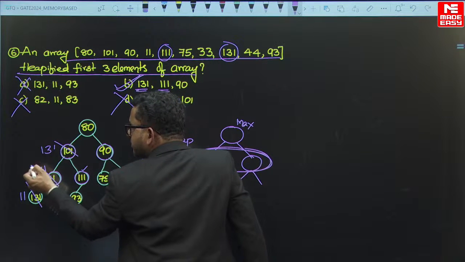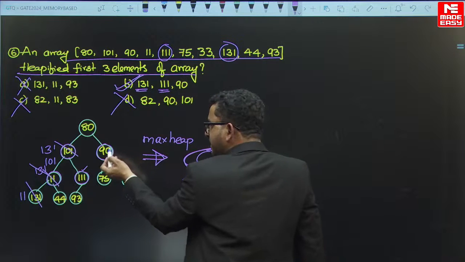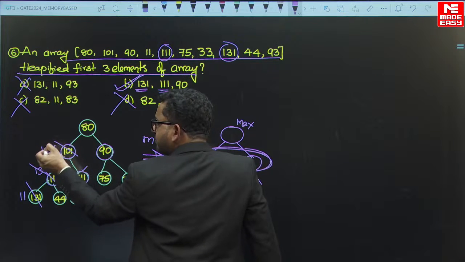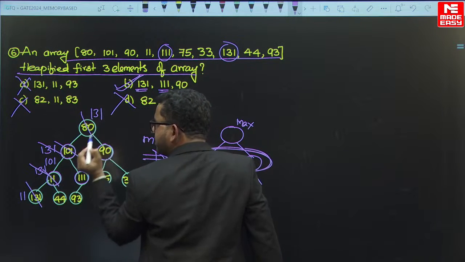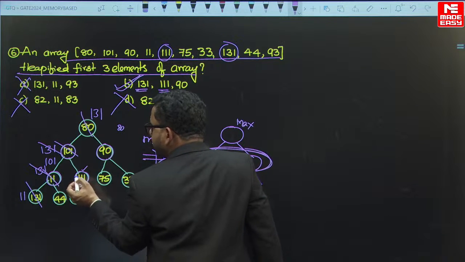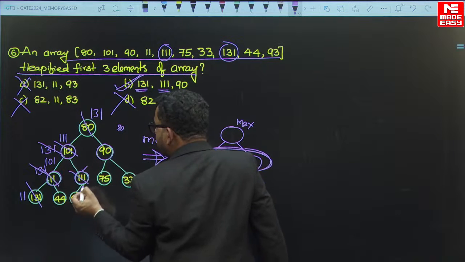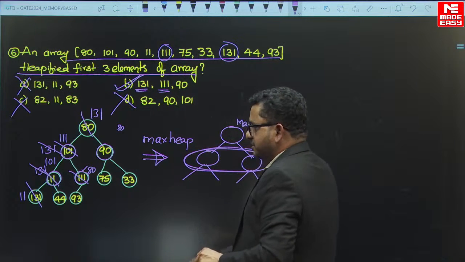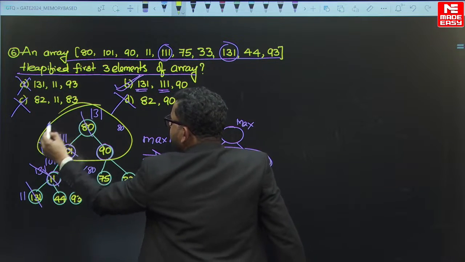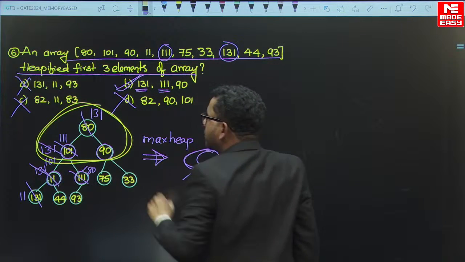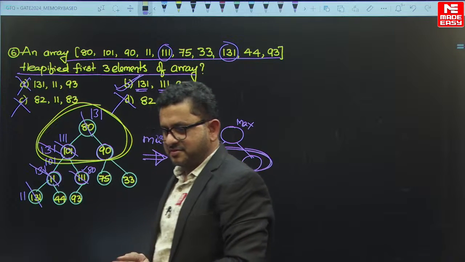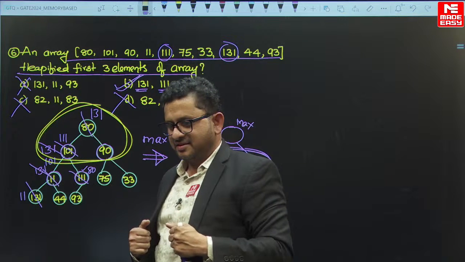Out of these two, 101 is only bigger, 101 comes to here. So 90 is already in max heap. Adjust the 80 into the max heap. So 131 and 90, maximum is 131, 131 goes to root position. So 80 we are adjusting, so 101 and 111, 111 is bigger, 111 comes to the second position. Then 80 comes to this leaf position, means this fifth position. So first 3 elements of the max heap, these 3, okay, 131, 111, 90, right? Is it fine?